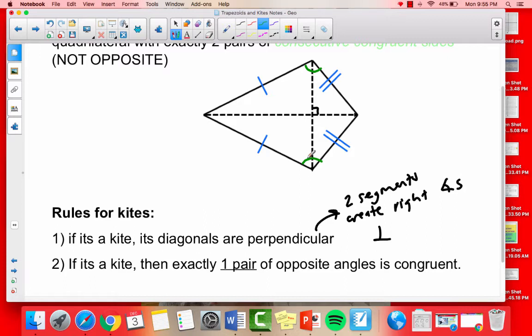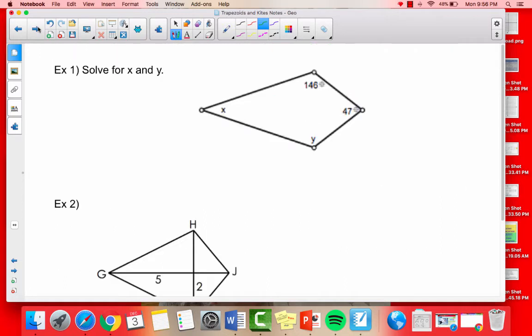All right, so two major rules. Those two rules are really going to help you solve different parts of these kites, and we're just going to go through a couple examples. The first example says to solve for x and y. In this case, we're assuming it's a kite. They tell you this is 146 degrees and this angle is 47 degrees.